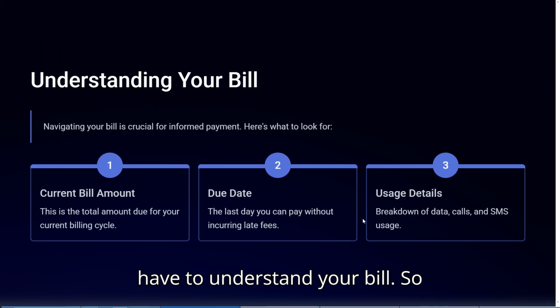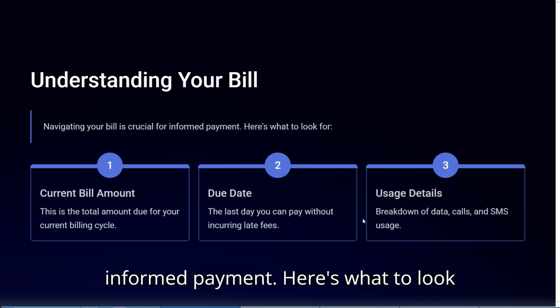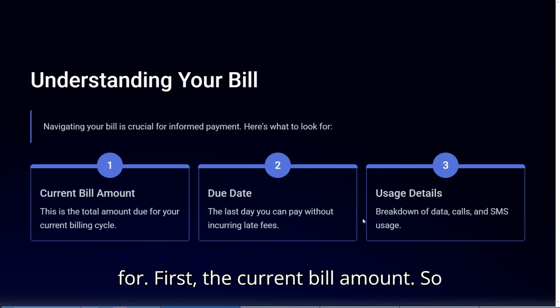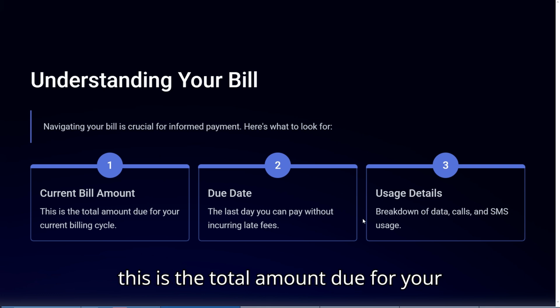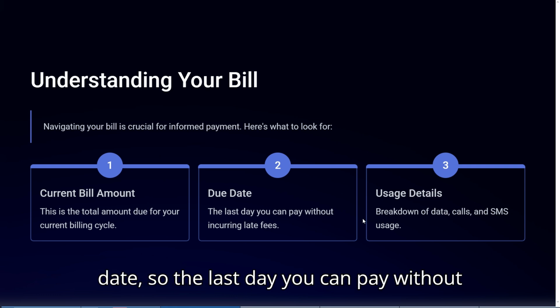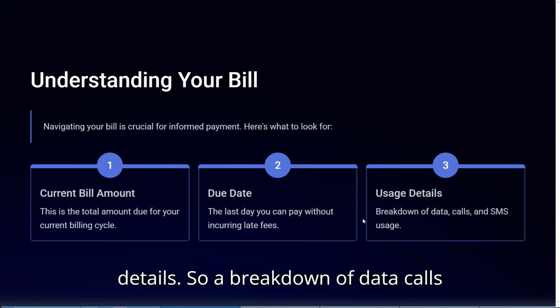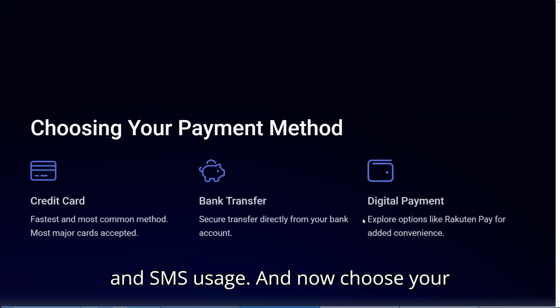Then you have to understand your bill. So navigating your bill is crucial for an informed payment. Here's what to look for. First, the current bill amount. So this is the total amount due for your current billing cycle. Next is the due date, so the last day you can pay without incurring late fees, and the usage details, so a breakdown of data, calls, and SMS usage.